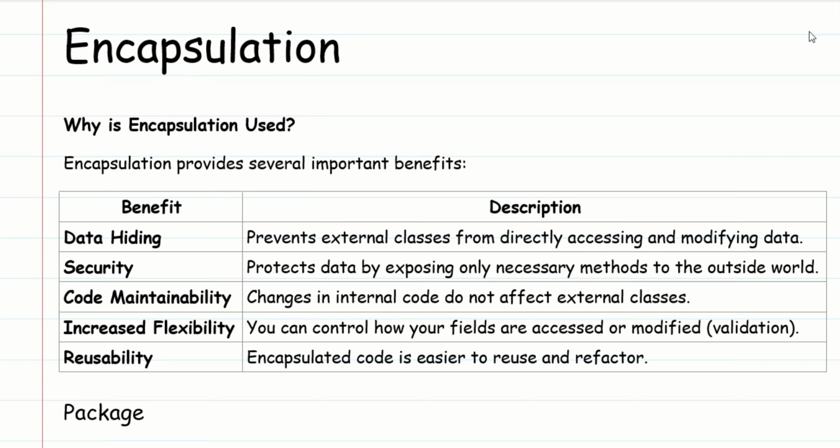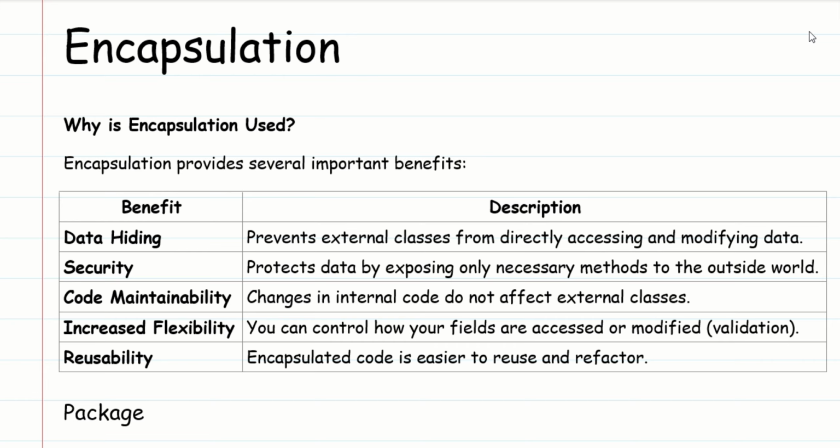The benefits are data hiding, as I mentioned, which prevents external classes from directly accessing and modifying data. Security, which protects the data by exposing only necessary methods to the outside world. Code maintainability, where changes in internal code do not affect external classes. Increased flexibility, as you can control how your fields are accessed or modified. Then reusability, as encapsulated code is easier to reuse and refactor.